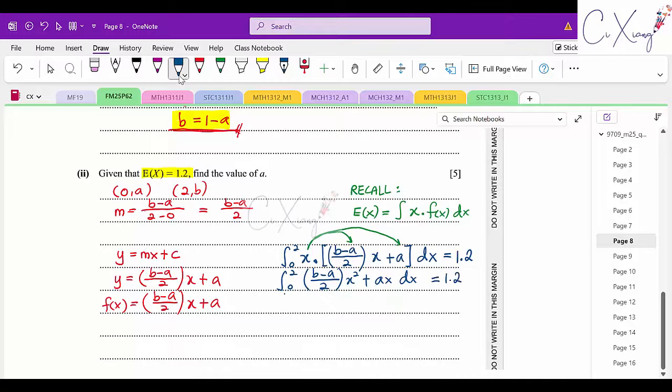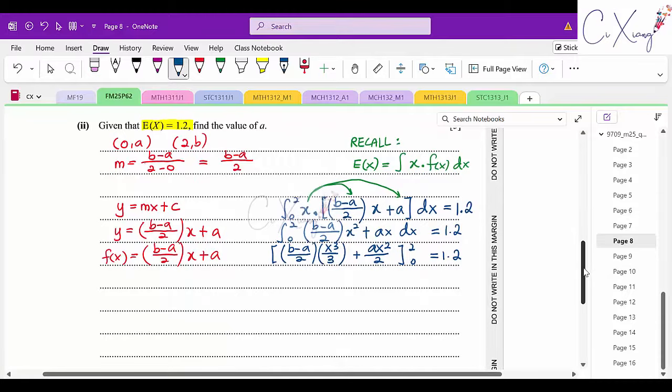All right, so now we can start the integration. So (b minus a) over 2 is a constant, so I just copy. I focus on the integration of x squared. So power plus 1 becomes 3, divided by the new power 3. Then for ax, you copy the constant a, x power 1. You want to integrate, power plus 1 becomes 2, divided by the new power 2. Then substitute in the limits 2 and also 0, and you let it equal 1.2.